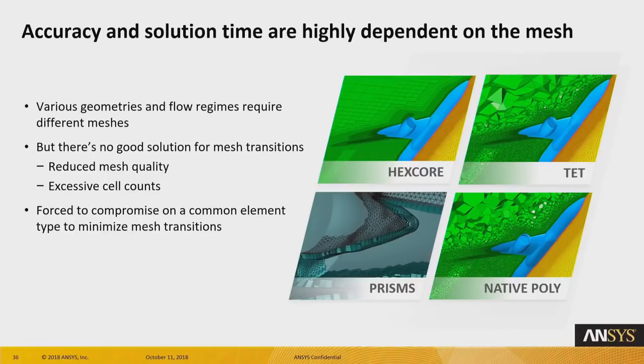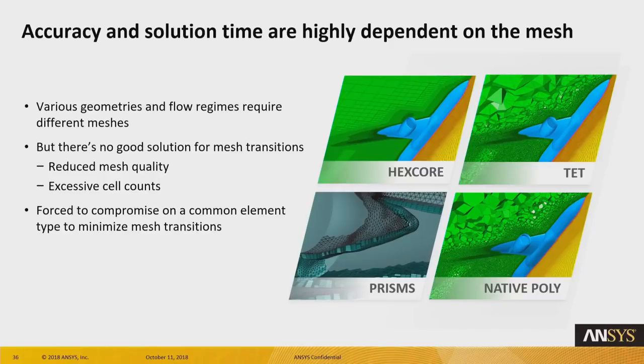Hex core elements are known to be very efficient. You could easily fill the space with the hex core. They fill the volume very well, and they optimally solve the problem in many cases where the flow is aligned with the mesh. That minimizes the second order error or numerical diffusivity. Tetrahedral elements, on the other hand, are far less efficient than hex core, but they are necessary because they easily fill the volume in case of very complex geometry. And then polyhedral elements are somewhere in between.